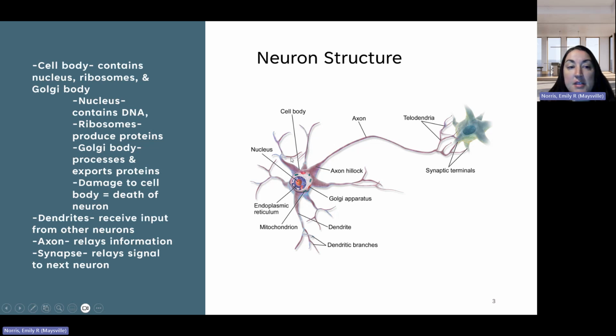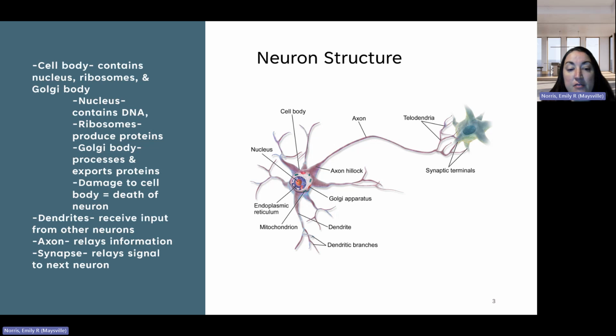If the cell body is damaged, the whole nerve dies. So if the axon is damaged and it's in the peripheral nervous system, it can be regenerated. In the central, it still dies. But if the cell body is damaged, whether it's central or peripheral nervous system, that whole neuron dies.